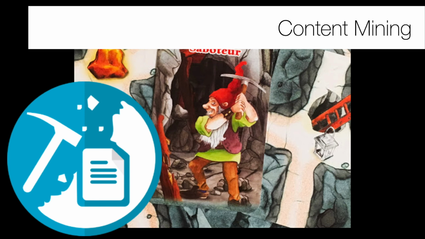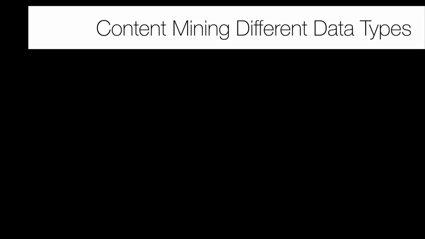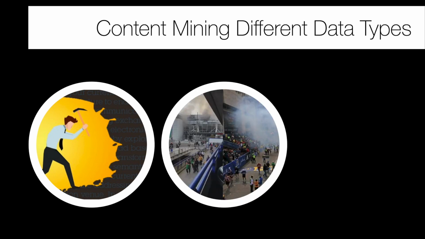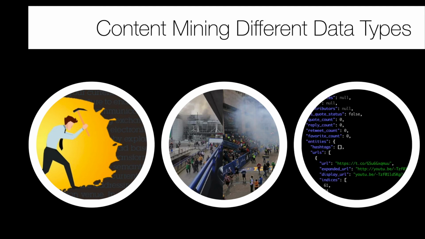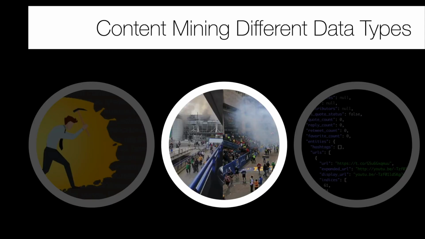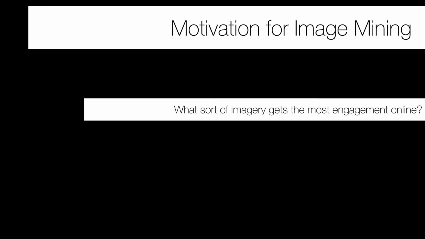Getting back into content mining, we've talked about content mining for different kinds of data. We spent a lot of time on content mining for text, and we've discussed briefly content mining for images, and mining via metadata that we can extract from our social media data. We had a number of different motivations: trying to understand sentiment about topics, the kinds of topics people were discussing, and where people were discussing particular content, using geolocation. As I mentioned, here we're going to focus on image mining.